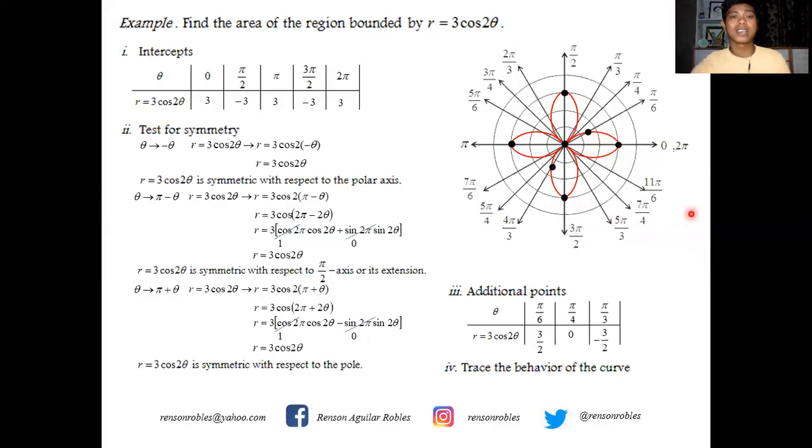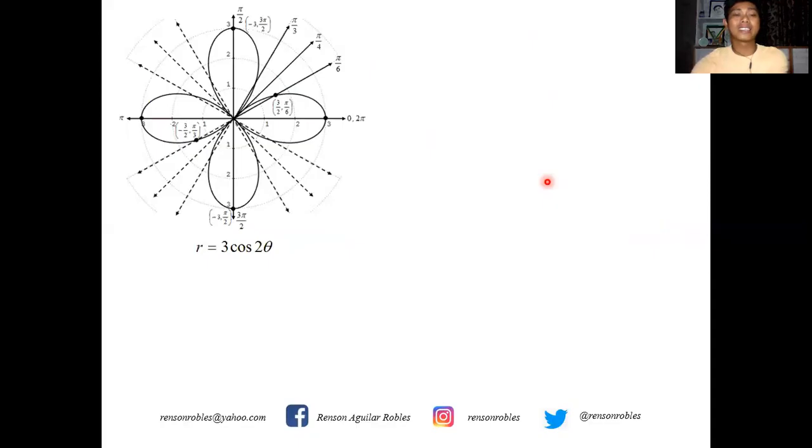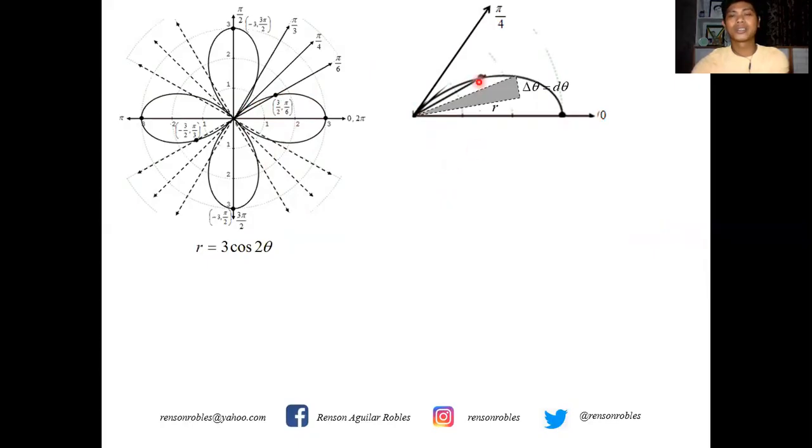The next thing to do is to find the area bounded by this region. So we will be looking for the area of this region enclosed by the 4-leaf rose. The idea is to get a representative region, so I'll be getting this half of the petal. This petal is bounded by r equals 3 cosine 2 theta, the lines theta equals 0 and theta equals pi over 4. Then we draw the representative sector. This is the radius vector r, and delta theta equals d theta. So this is your change in theta.